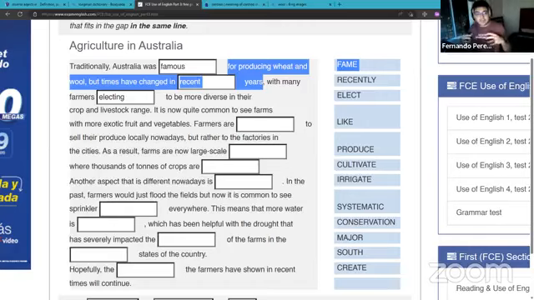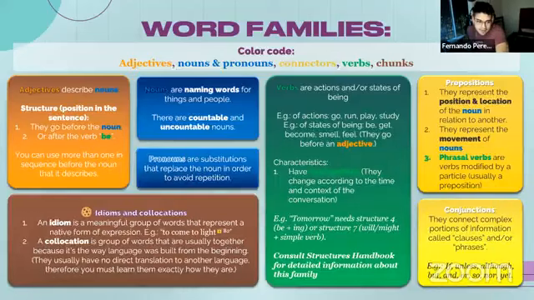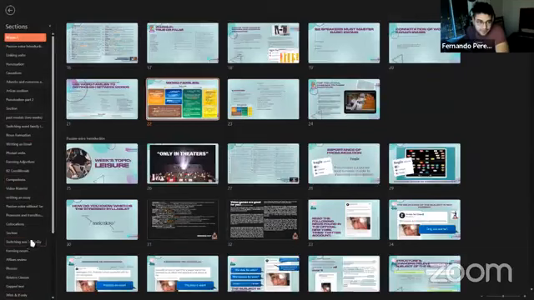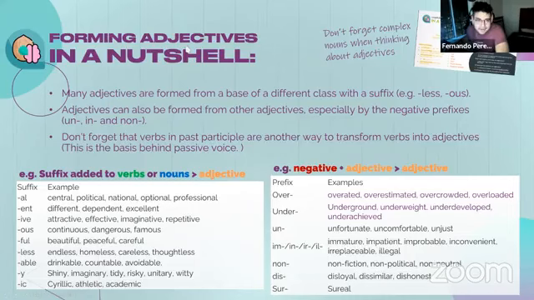At the beginning we said that these words can come from any word family. It could be a noun, it could be a verb, it could be an adjective, it could be an adverb. You see? And we have seen all the transformations already. Look. In previous classes, we saw, well, this is the last one, no? Forming adjectives.